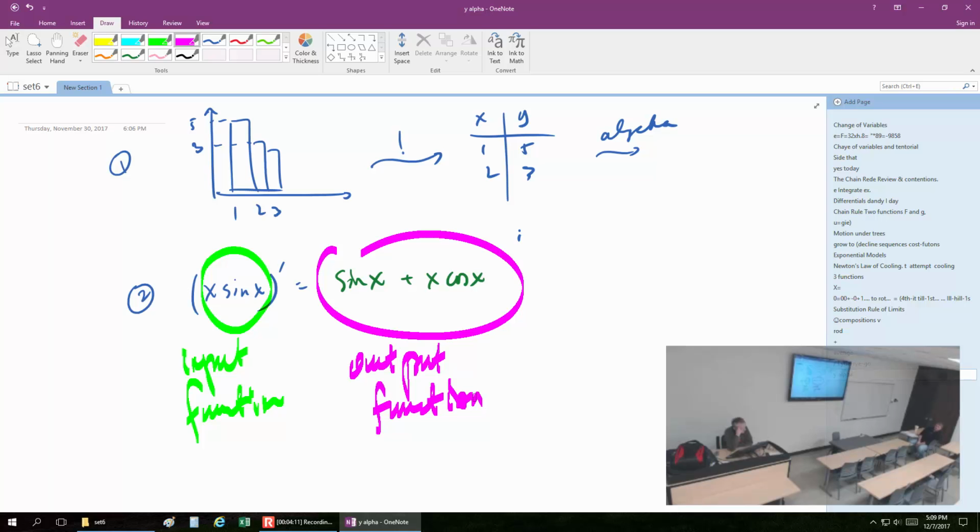Would it be cosine x plus x sine x? X sine x. No. 1, right? I differentiate x first, it's 1, and then multiply by the function which I do not differentiate, so it's sine. Right, and on the second try, I leave the first function alone and differentiate the second one. Okay, so that is the challenge.